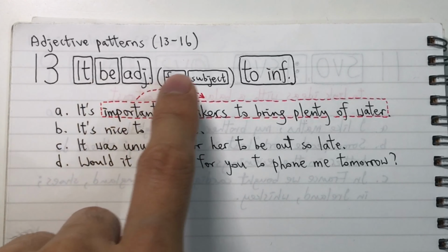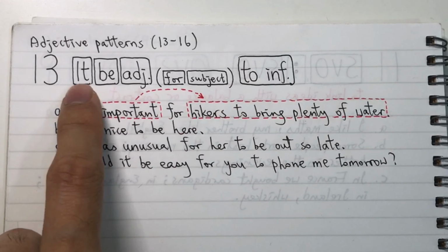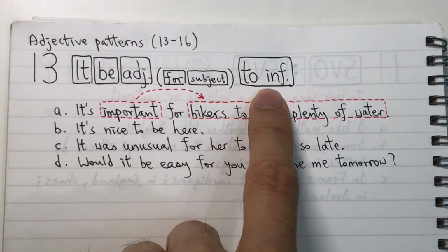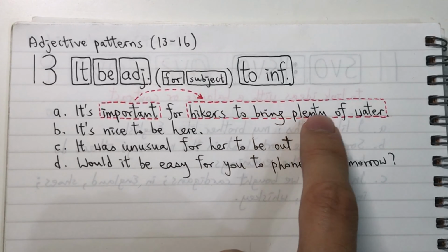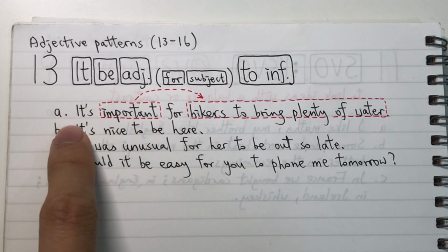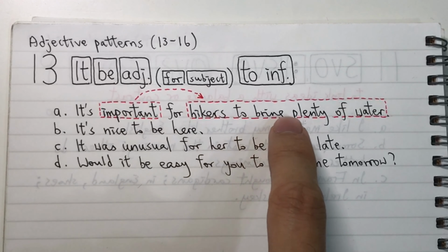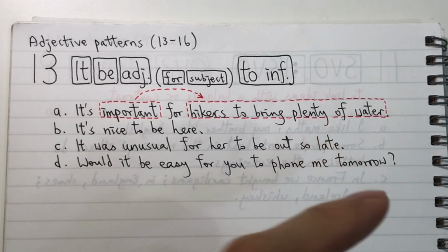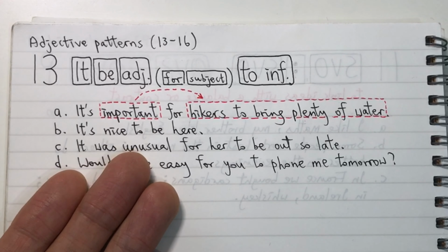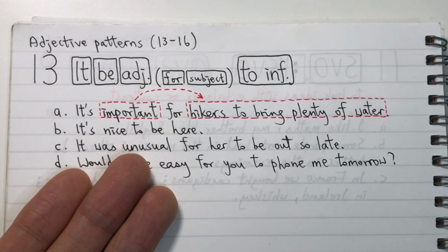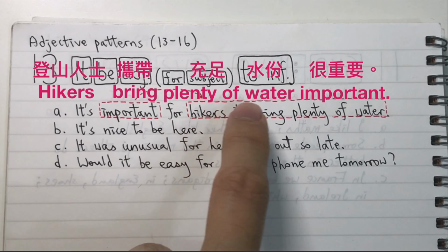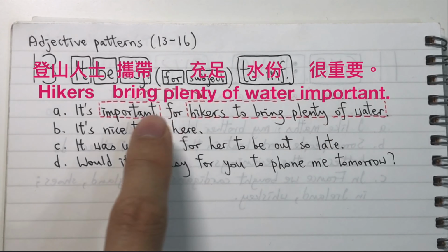It be adjective to infinitive. It be adjective for subject to infinitive. Example: it's important for hikers to bring plenty of water. Well, boys and girls, this is amazing. This is English. This is not Chinese, because in Chinese we would say hikers bringing plenty of water is important.